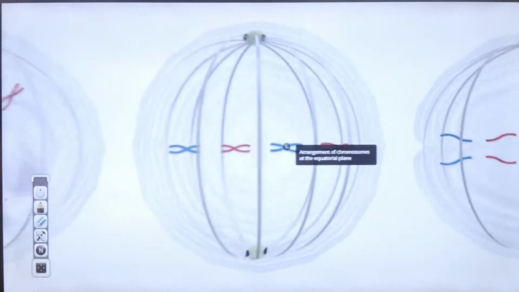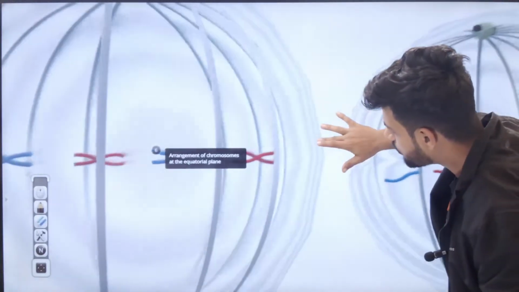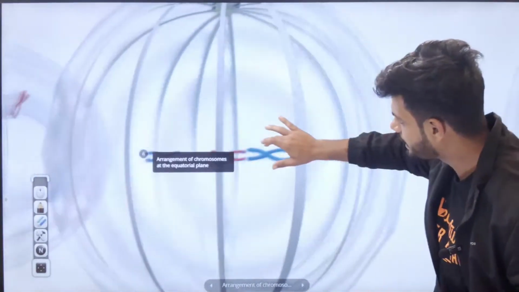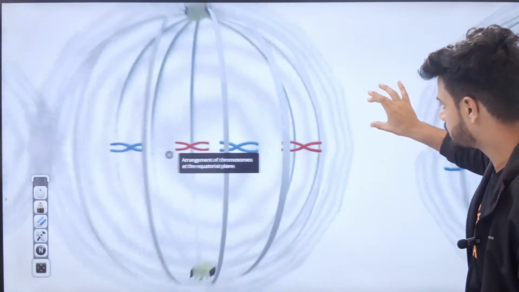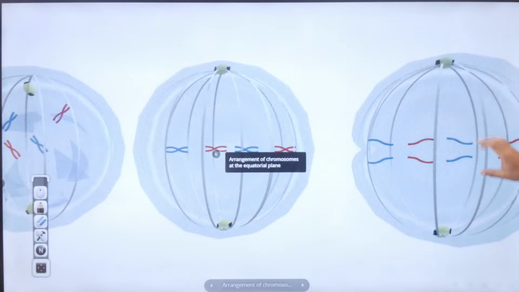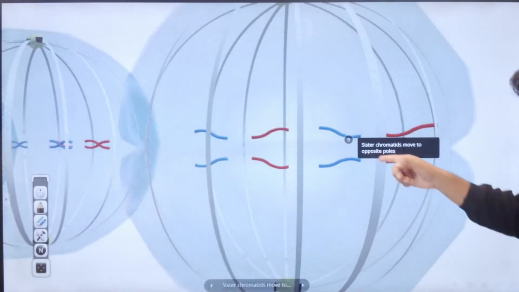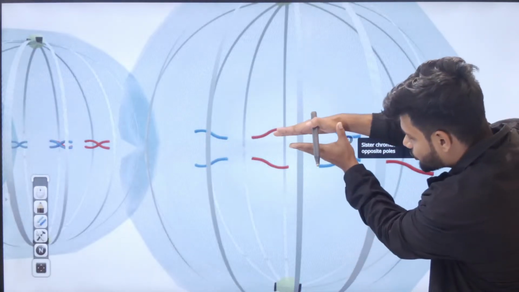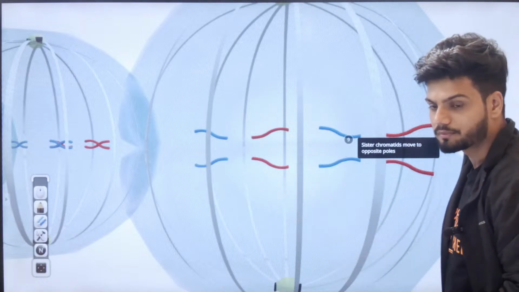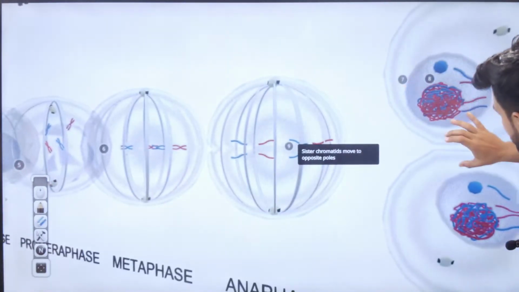Now, in metaphase, what happens? Can you see? In metaphase, all the chromosomes are aligned at the center. Can all of you see that? Now, what happens in anaphase? Splitting of sister chromatids. The entire sister chromatids split open. Then what do you have in telophase?